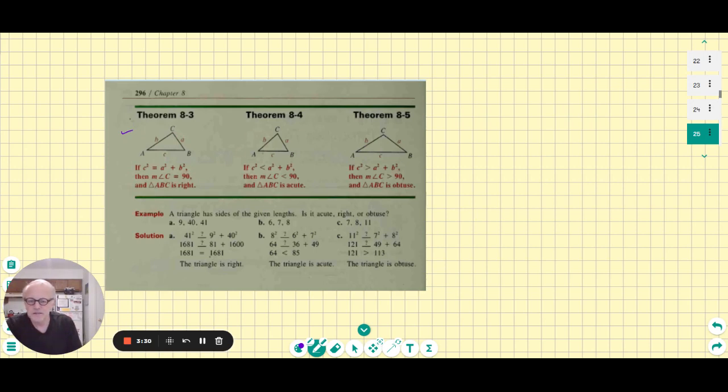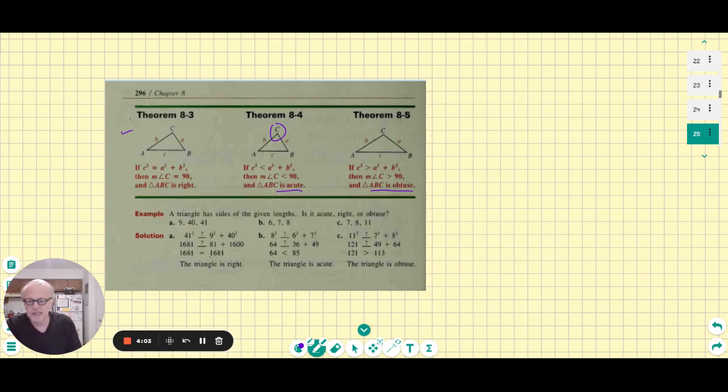Now, if we calculate C squared and a squared and b squared, and it turns out that C squared is less than the sum of those, then that means the angle C up here is less than 90, so therefore it is an acute triangle. And if C squared is greater than the sum of a squared plus b squared, then we know that angle C is greater than 90, and we have an obtuse triangle. So if we're given 3 side lengths, we can determine whether it's right, acute, or obtuse.